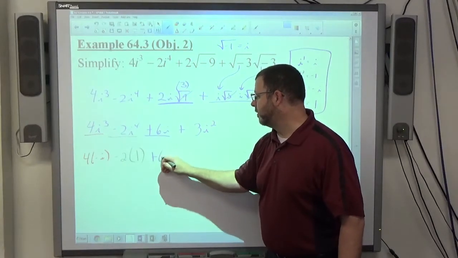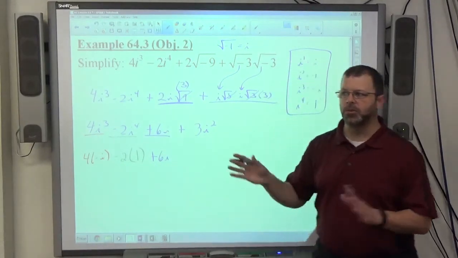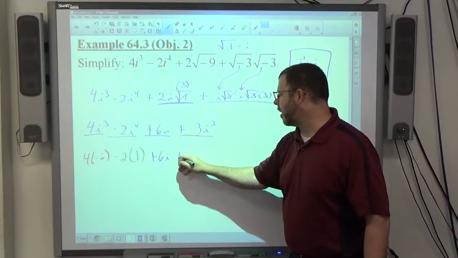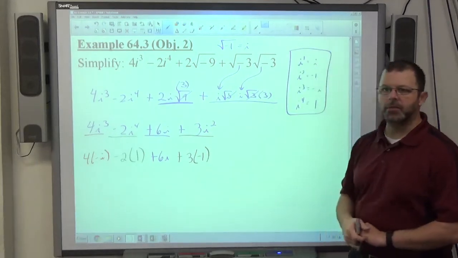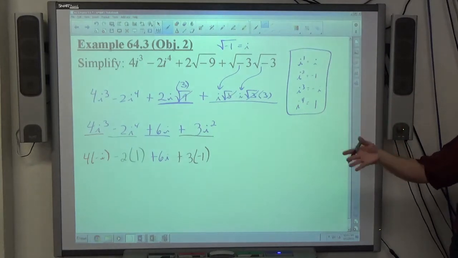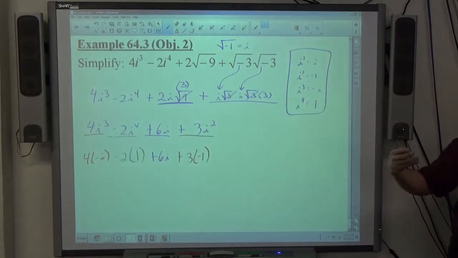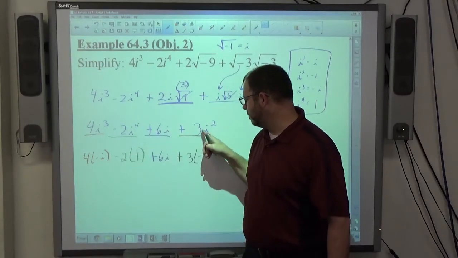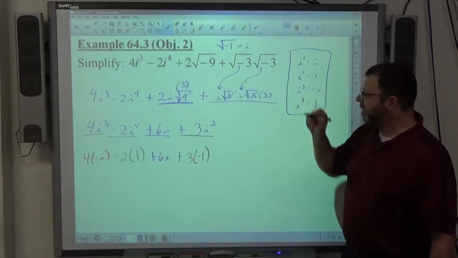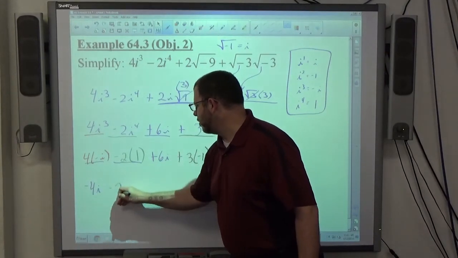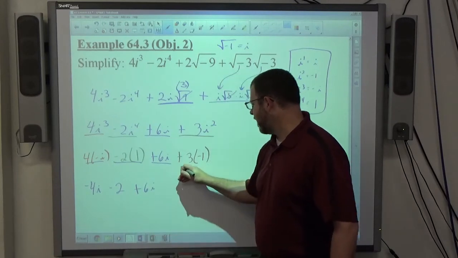6i is perfectly fine. If you have i to the first power or real numbers, nothing happens in this step. 3i squared, 3 and i squared are being multiplied, so 3 is going to be multiplied by its replacement, negative 1. That's another thing that some of you are doing wrong on these problems. When you do your replacements, you change multiplications into additions and subtractions. Be careful that you don't do that. These are being multiplied, you substitute, they're still being multiplied. And if I simplify each object individually, that's negative 4i, that's negative 2, that's positive 6i, that's negative 3.